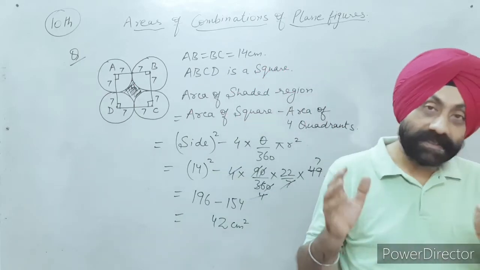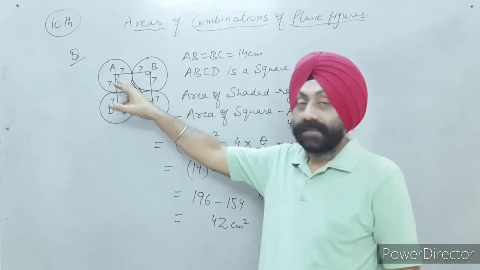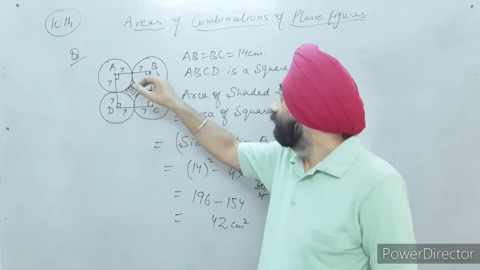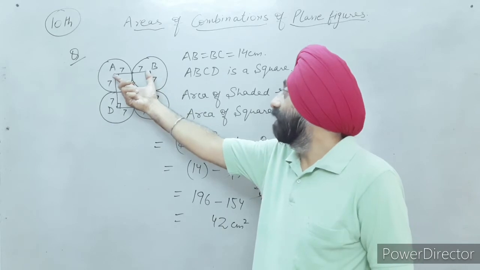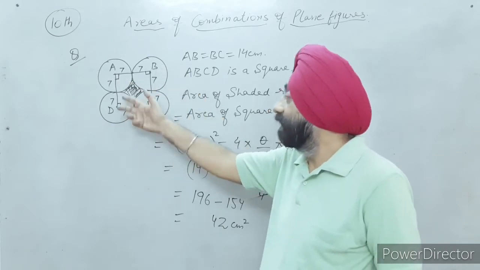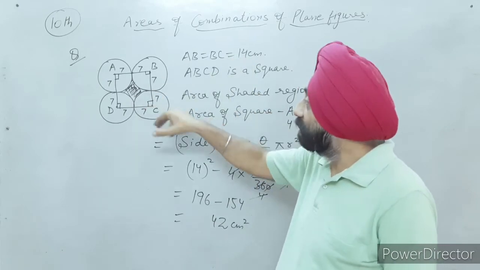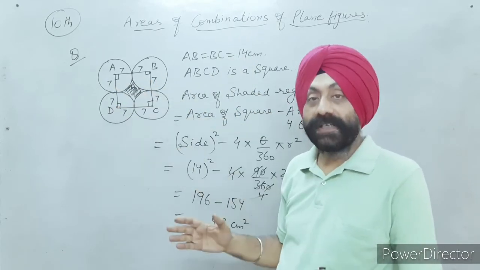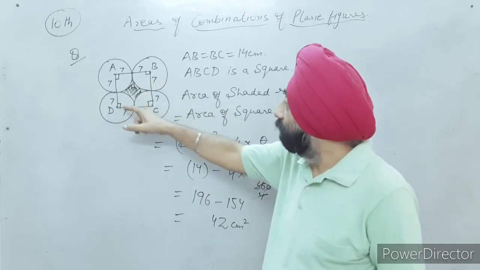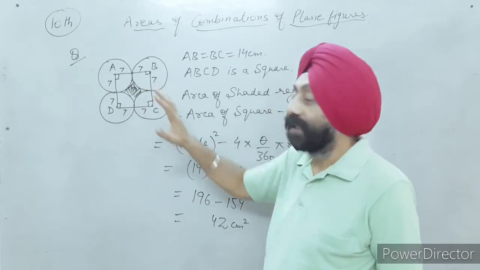Now it was a combination of 4 circles and a square with centers A, B, C, D. The sides AB, BC, CD, all sides were given to you as 14 centimeter. Since it's a square, this angle was 90 degree each. What we did, we calculated the area of the square, subtracted the area of the four quadrants to get the area of the shaded region.